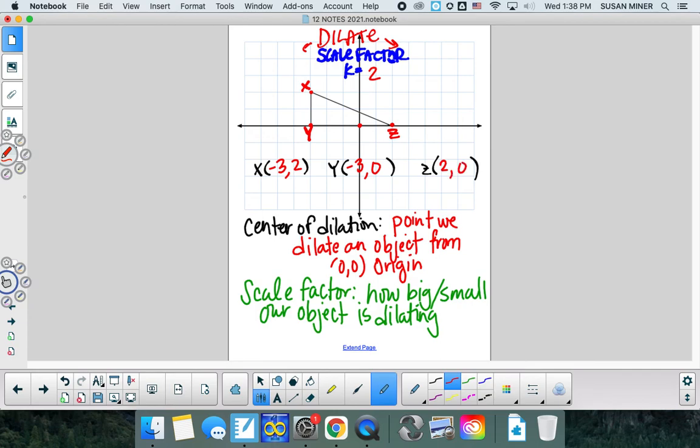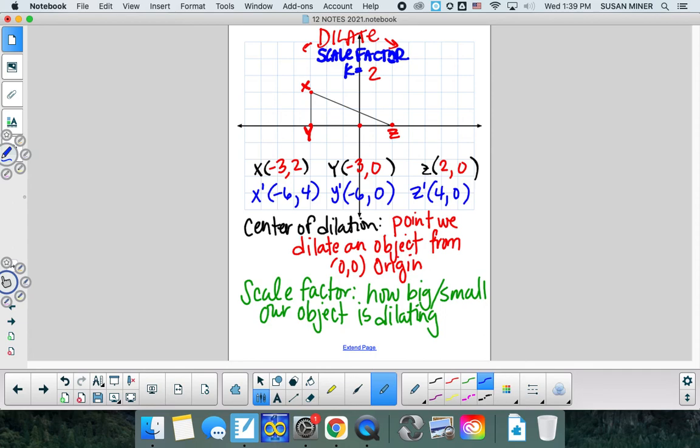I want to make this object 2 times bigger. The scale factor is 2, so I want to make it 2 times bigger. What I need to do is I need to go through and I need to multiply each of these coordinate pairs by 2. So X prime is going to be at -6, 4. -3 times 2 is -6. 2 times 2 is 4. Y prime is going to be at -6, 0. Z prime is going to be at 4, 0. 2 times 2 is 4. 0 times 2 is still 0.